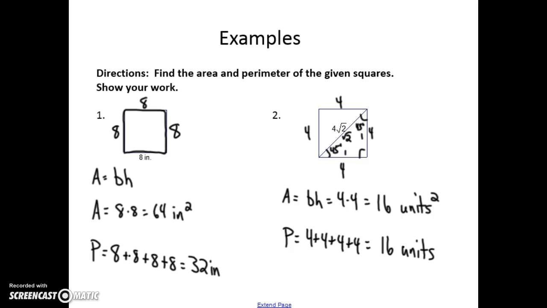Notice that perimeter is in units, or in this case inches, and then area is in units squared, or square units, and inches squared. So units are important here. Area is always in units squared, and perimeter is just in units.